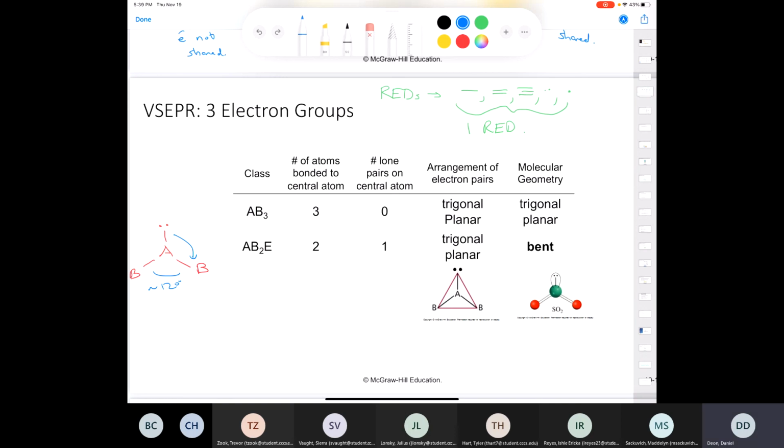But again, our electron geometry, even though we have a lone pair, is still trigonal planar. Why? Because arrangement of electron pairs or electron geometry considers bonds and lone pairs, whereas molecular geometry considers bonds and nothing else. So what's my shape? What's my molecular geometry? Well, it only considers the bonds, and we're going to call this a bent molecular geometry.